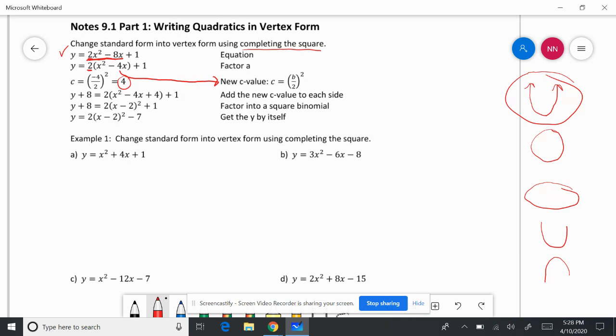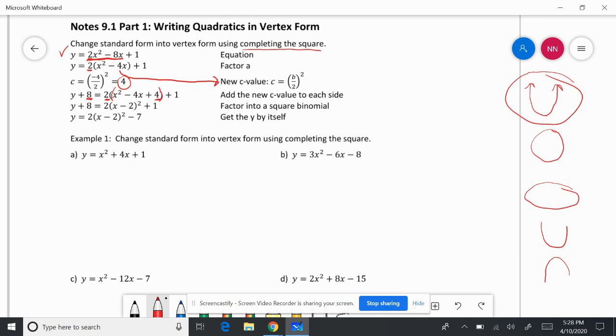Now this is where it's a little tricky. We're adding a 4 on this side, but on this side it's an 8. And the reason that it's an 8 is because this 4 is actually in parentheses, and outside the parentheses is a 2. 2 times 4 is 8. So technically what we did was we added 8 on both sides.